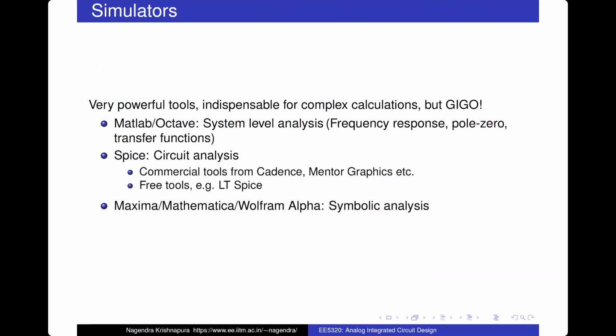And then maybe you have to use MATLAB or Octave for some system level analysis. None of this will be very heavy, but you will need them. And sometimes using a symbolic calculator can help. I gave a link to Maxima. Maybe some of you have used Mathematica. Whatever it is, again, the tool is not important.